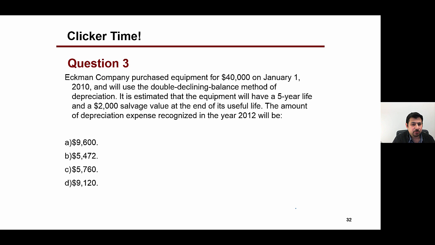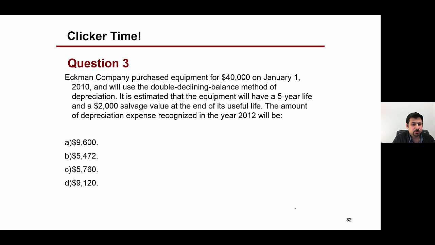Ekman Company purchased equipment for 40,000 on January 1st, 2010, and will use the double declining balance method of depreciation. It is estimated that the equipment will have a 5-year lifetime and a 2,000 salvage value at the end of its useful life. The amount of depreciation expense recognized in the year 2012 will be.